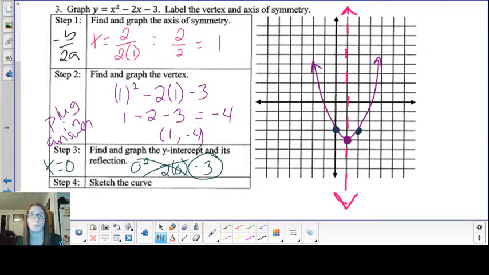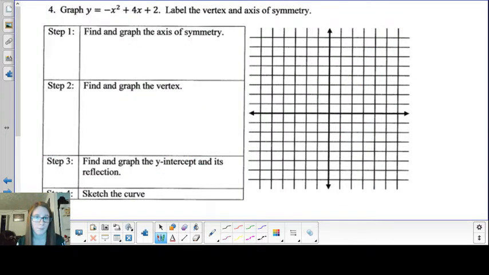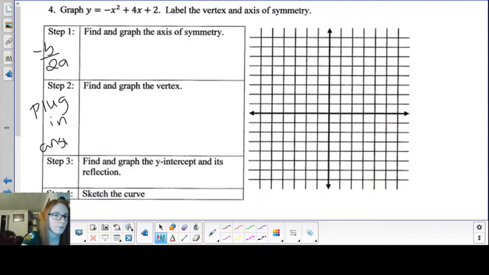Again, you might hate me a little bit for this one, but suck it up, buttercup. First steps first. Negative b over 2a. We're going to plug in answer. And x will be equal to 0. Those are the things I'm always going to write whenever I see one with all three terms. Negative b over 2a, plug in answer, x equals 0.